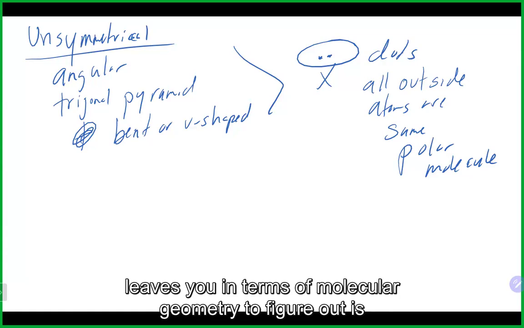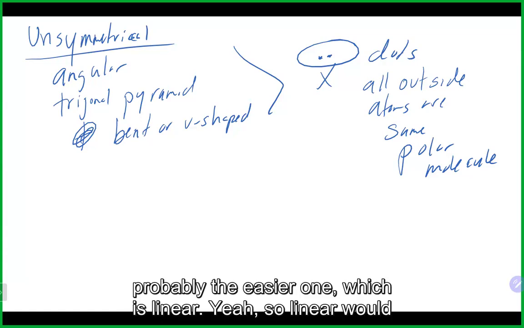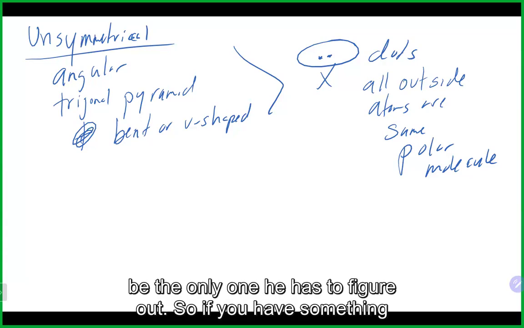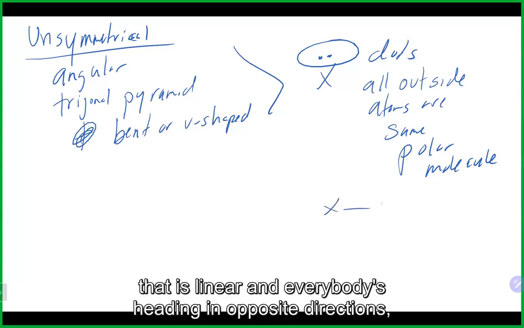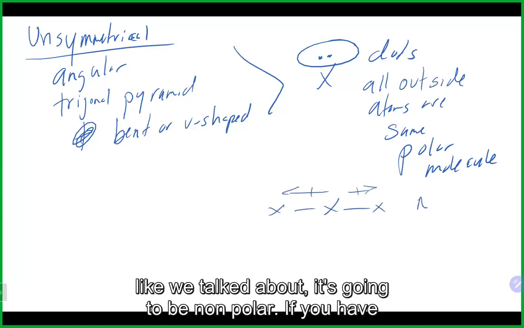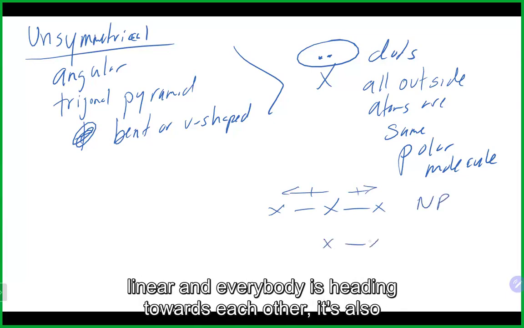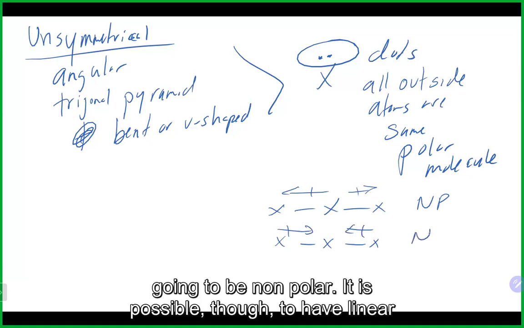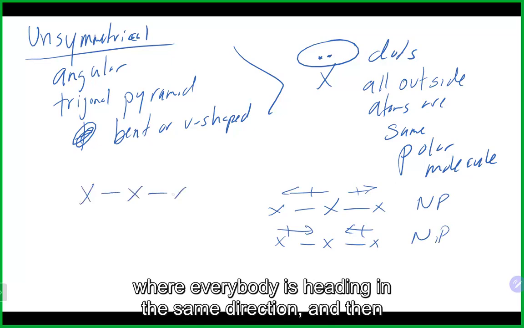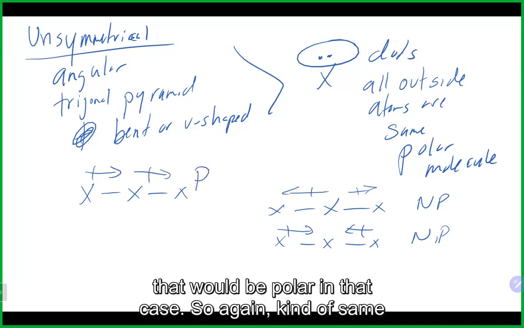Now, what that leaves you in terms of molecular geometry to figure out is probably the easier one, which is linear. So linear would be the only one you have to figure out. If you have something that is linear and everybody is heading in opposite directions, like we talked about, it's going to be nonpolar. If you have linear and everybody is heading towards each other, it's also going to be nonpolar. It is possible though to have linear where everybody is heading in the same direction, and then that would be polar.